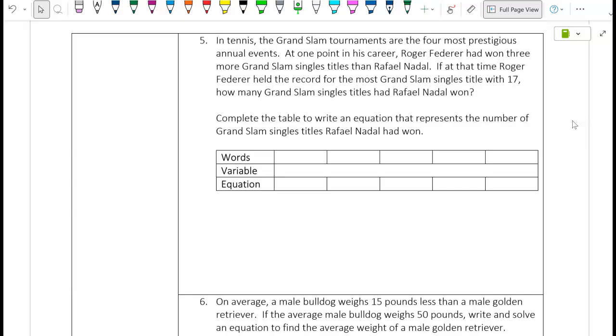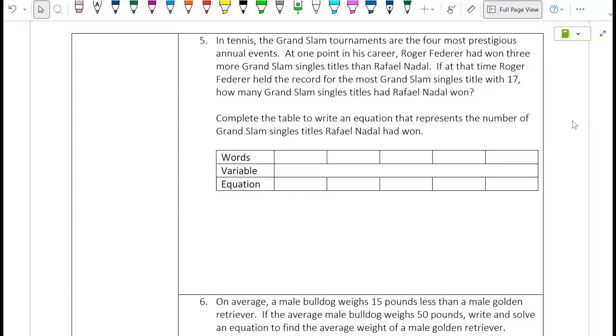In tennis, the Grand Slam tournaments are the four most prestigious annual events. At one point in his career, Roger Federer had won 3 more Grand Slam singles titles than Rafael Nadal. If at that time Roger Federer held the record for the most Grand Slam singles titles with 17, how many Grand Slam singles titles had Rafael Nadal won?